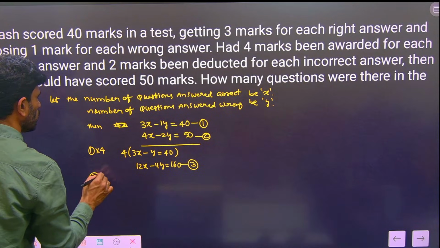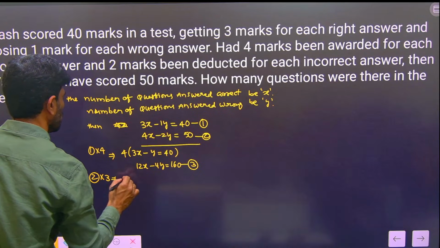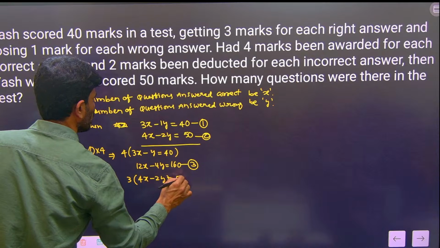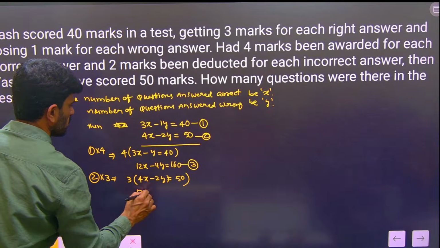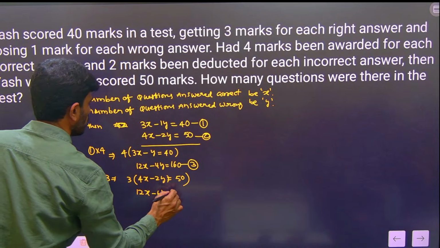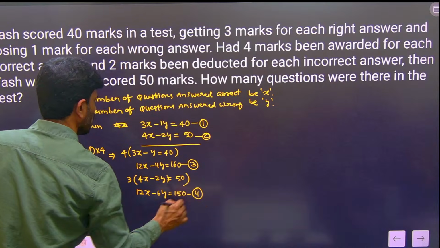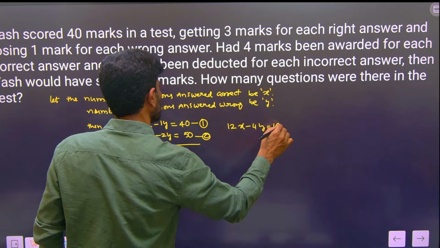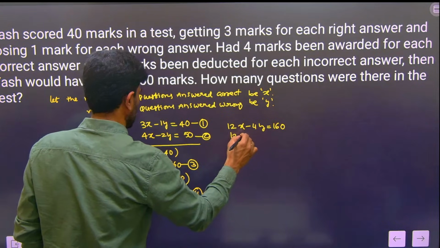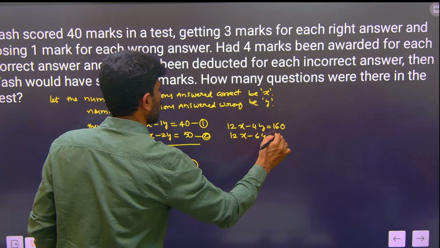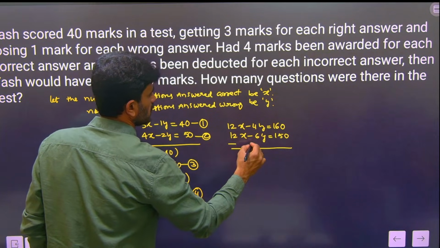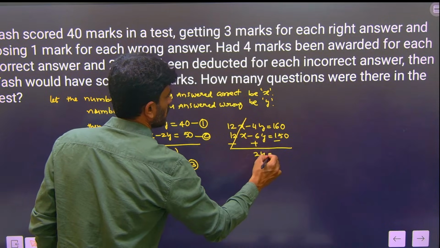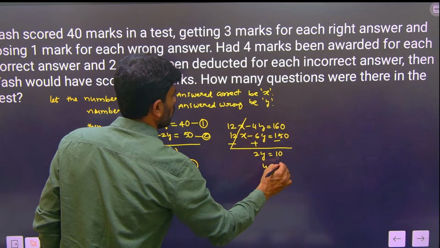Now equation 2 into 3: 3 into 4x minus 2y is equal to 50. If you multiply, what happens? 12x minus 6y is equal to 150. Now we have 12x minus 4y is equal to 160 and 12x minus 6y is equal to 150. Subtracting, the 12x terms get cancelled. We get plus 2y is equal to 10. So y is equal to 5.